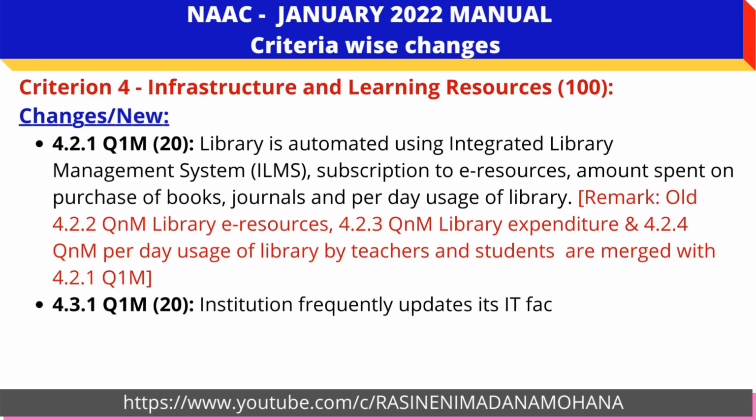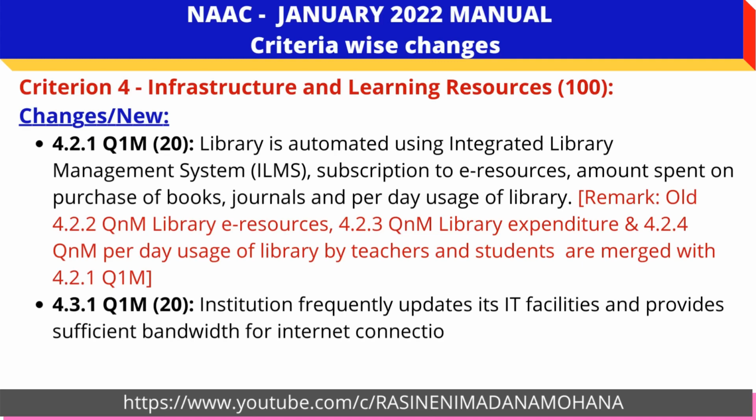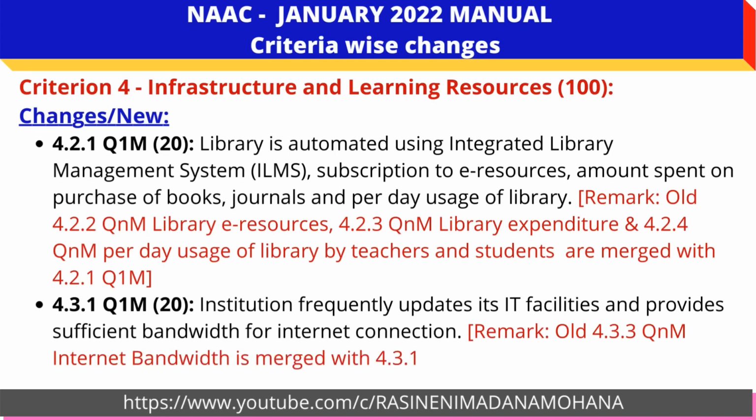Then 4.3.1, again it is qualitative for 20. Institutions frequently update their IT facilities and provide sufficient bandwidth for internet connection. So updating IT facilities was the old qualitative metric for 10 marks weightage. Now the change is that the old 4.3.3, internet bandwidth, a separate quantitative metric, is merged with this qualitative one, 4.3.1. Now updating IT facilities and internet connection bandwidth are merged. Both will be evaluated during the peer team visit, which is a qualitative metric.